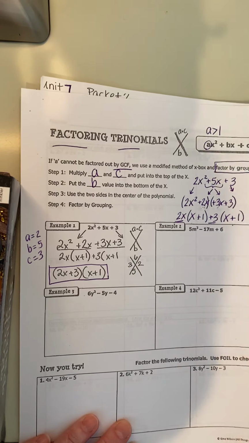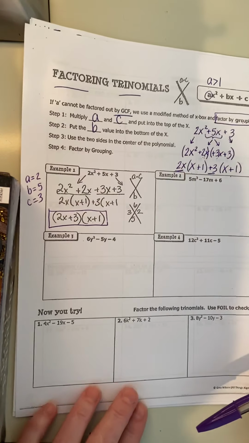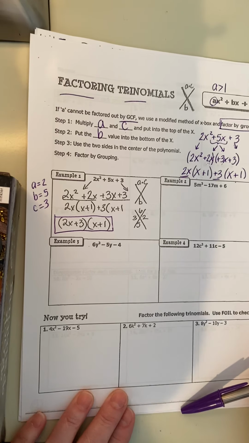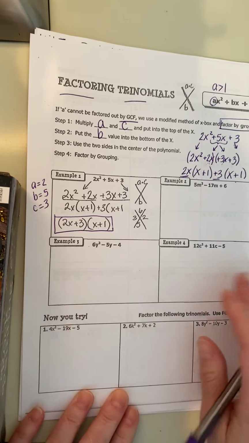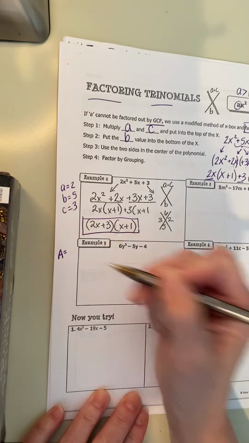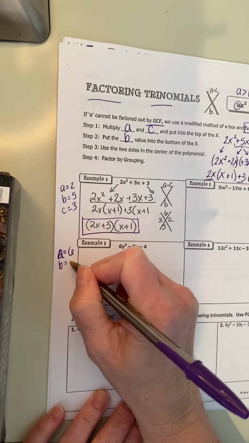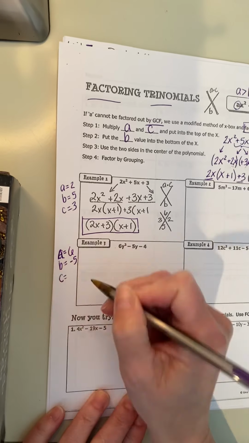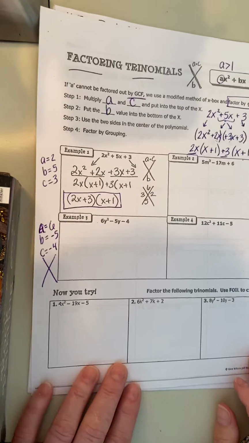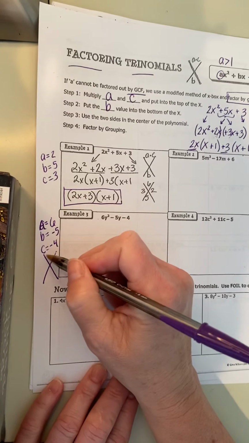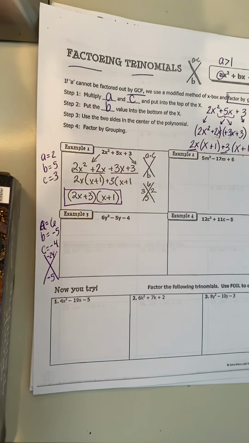All right, let me do another example. Let's look at example number 3. For example number 3, the 6 cannot factor out as a GCF, so we are left with the a value being greater than 1. The a is 6. The b is negative 5, and the c is negative 4. So when I Xbox this, 6 times negative 4 is negative 24, and then a -5 goes in the bottom.